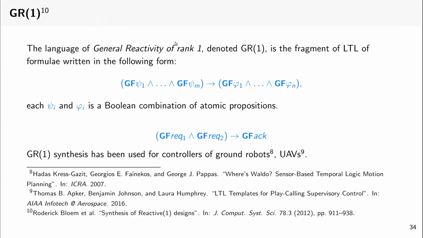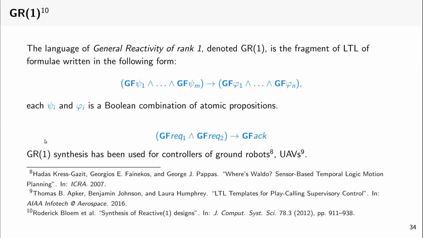So what is GR1? It's general reactivity of rank 1. It's a fragment of LTL with this form: a conjunction of GF of some Boolean combination of atomic propositions implies a conjunction of GF of Boolean combinations of propositions. So for instance, we can express this kind of specification: if request 1 happens infinitely often and request 2 happens infinitely often, then it will be acknowledged infinitely often.